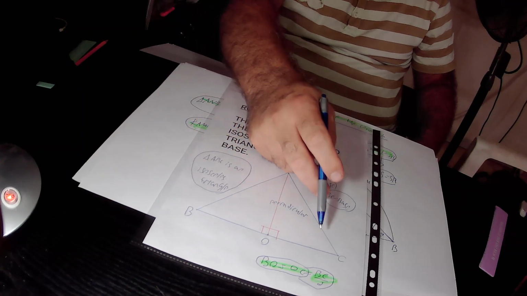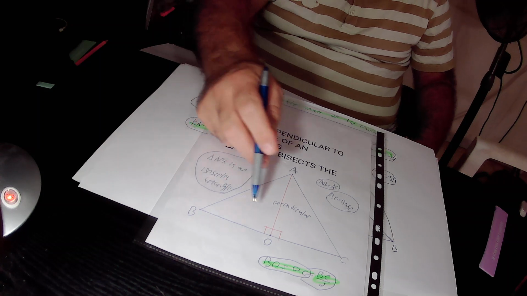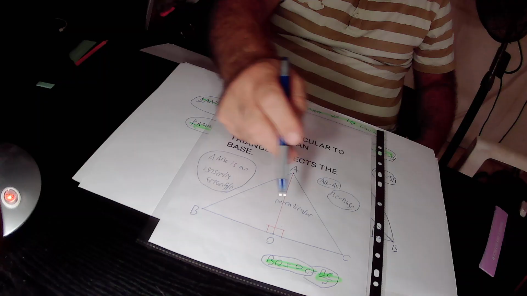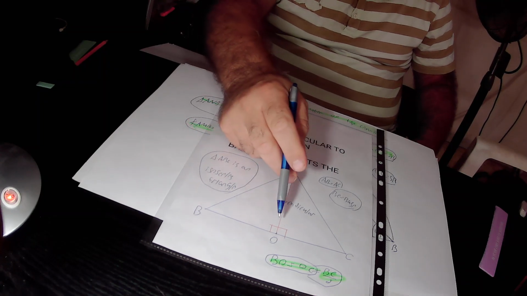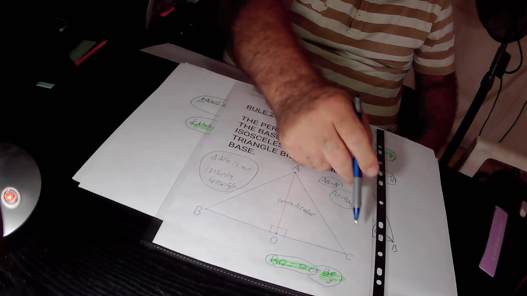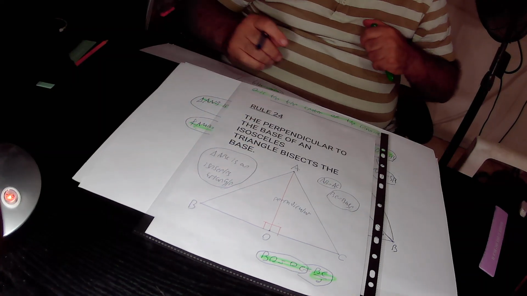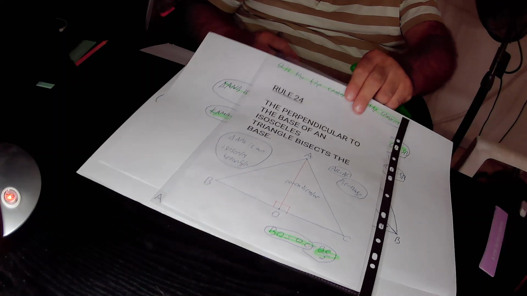Each half equals BC over 2. The first half BO equals BC over 2, the second half OC also equals BC over 2, and of course BO equals OC. Those two halves are equal to each other. So we can implement rule 24 in our drawing.